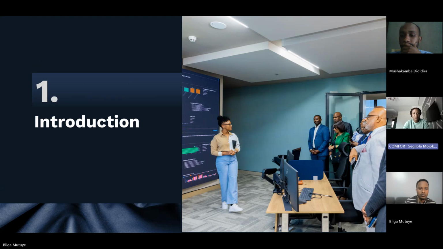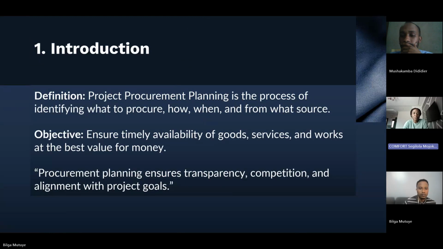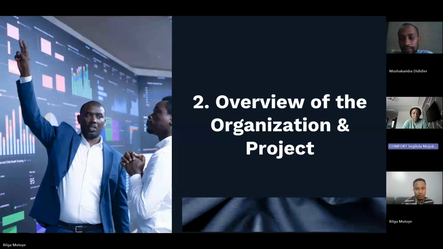So when we talk about project procurement planning, what are we talking about? We are talking about a process whereby we identify what to procure, how to procure, when to procure, and what source. And when we do all of these, there are some objectives that we attain when we procure what we want to procure, how and when. We'll be able to attain a timely availability of goods and services and works. And procurement planning ensures transparency, competition, and alignment with project goals. So an overview of what we'll be discussing.